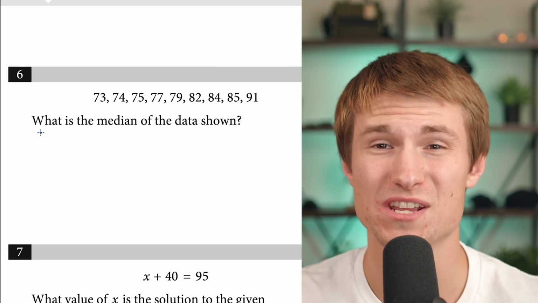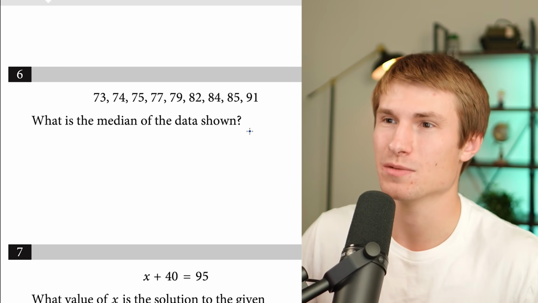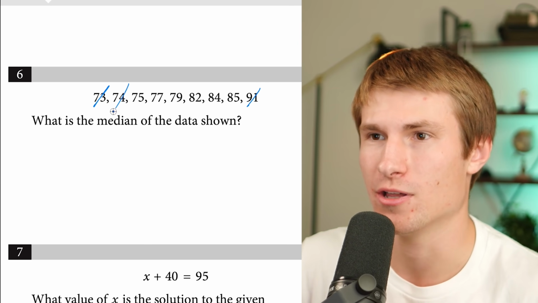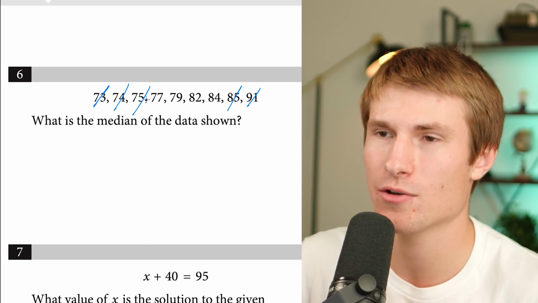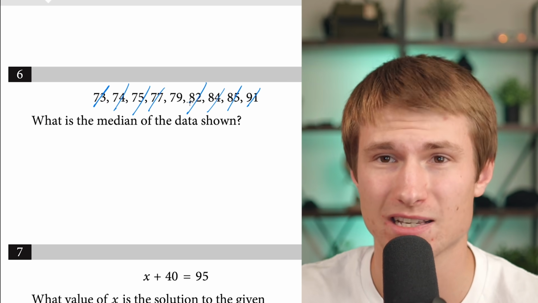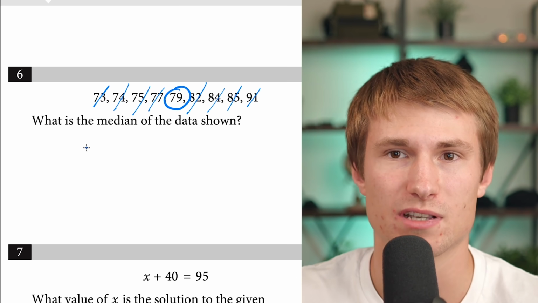Here's how to find the median on the SAT. Question 6 states, what is the median of the data shown? We're going to start by getting rid of our minimum value, then our maximum value, then our next minimum value, then our next maximum value, and so on, alternating, until we find our answer of 79.